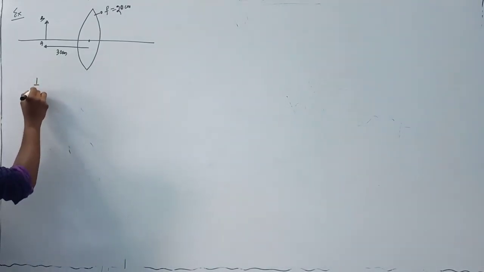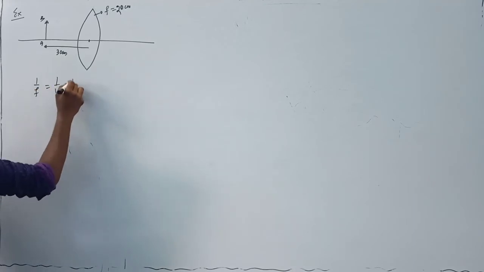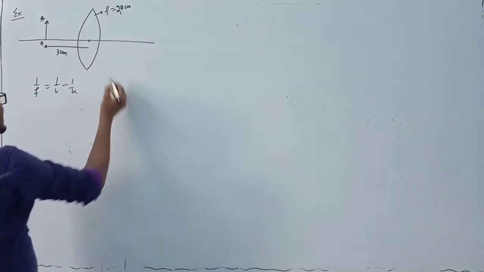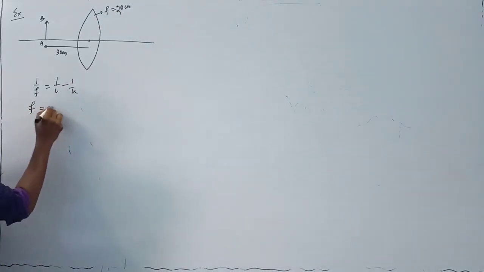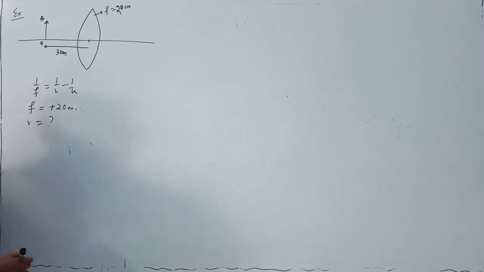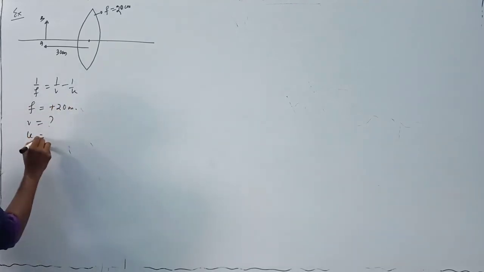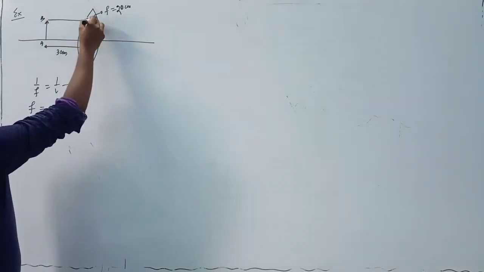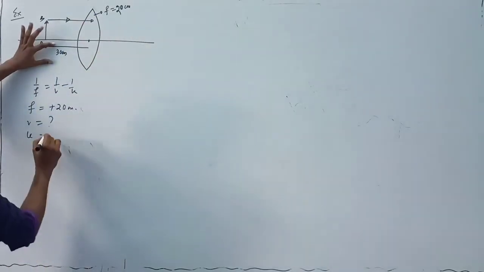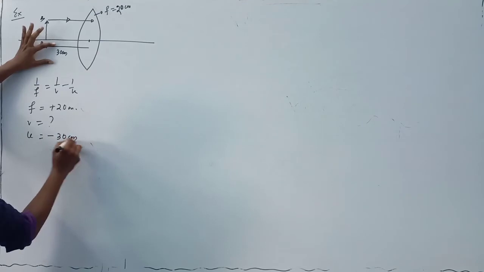Now we have to use the formula 1 by f equal to 1 by v minus 1 by u, and you already know that for a convex lens the focal length is always positive, so f is here 20 centimeter, and we have to find the value of v. Clear? Then u is here. This is the direction of the incident ray, which is traveling in this direction, so this distance will be taken as negative, that is minus 30 centimeter.